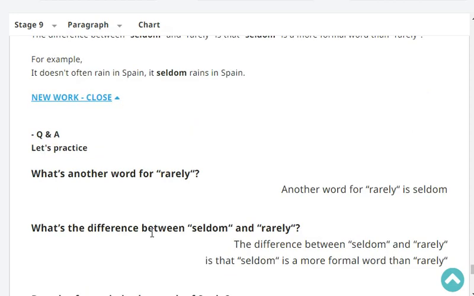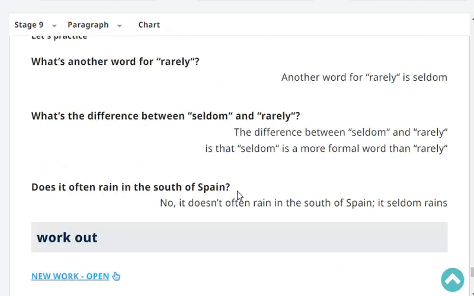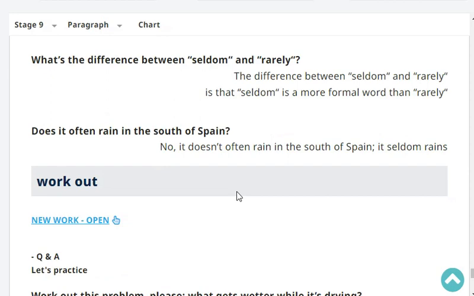Let's practice. Okay. What's another word for rarely? Another word for rarely is seldom. What's the difference between seldom and rarely? The difference between seldom and rarely is that seldom is a more formal word than rarely. Does it often rain in the south of Spain? No, it doesn't often rain in the south of Spain. It seldom rains. Very good.